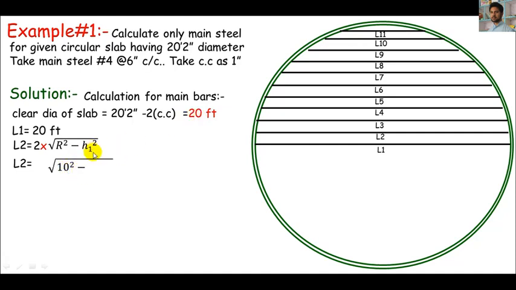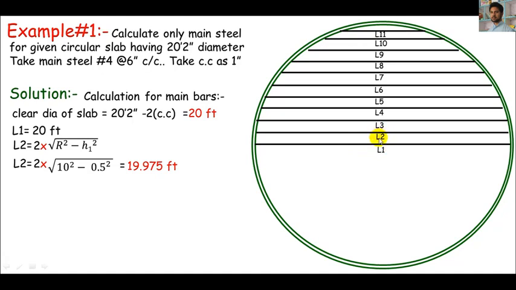What's H1? It is just the distance between L1 and L2. We were informed to take 6 inch center to center, which means this is just 0.5 feet. So it's 0.5 squared. This will give you the half length of L2. We'll just multiply this by 2 for the overall length. Do a little mathematics with this and you must get 19.975, which is less than L1, and it's quite simple.